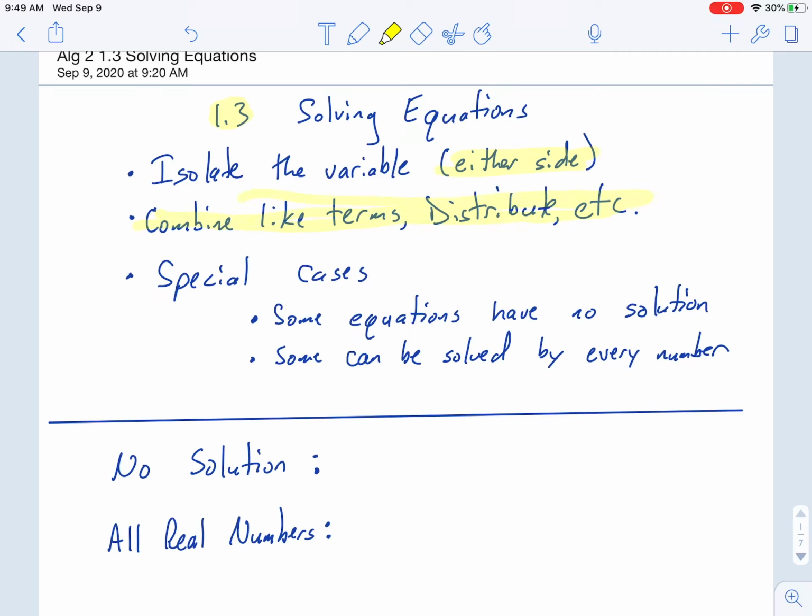And there are two special cases for solving equations, and actually this will come up over and over throughout the course. Some equations just have no solution. They can't be solved. And some equations can actually be solved by every number. When that happens, it's called all real numbers.